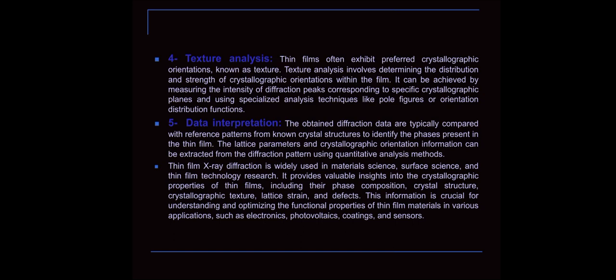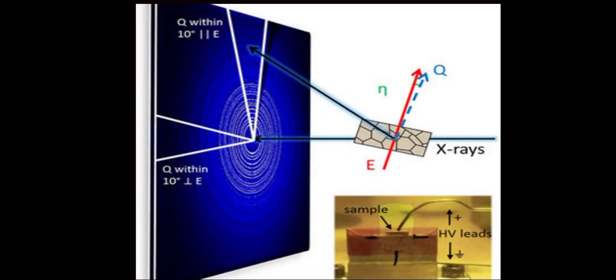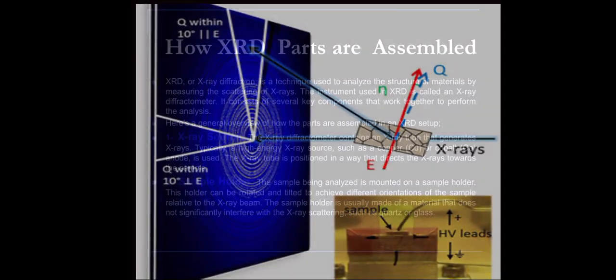Thin film X-ray diffraction is widely used in material science, surface science, and thin film technology research. It provides valuable insight into the crystallographic properties of thin films, including their phase composition, crystal structure, crystallographic texture, lattice strain, and defects. This information is critical for understanding and optimizing the functional properties of thin film materials in various applications such as electronics, photovoltaics, coatings, and sensors. Here's a diagram of thin film X-ray diffraction.